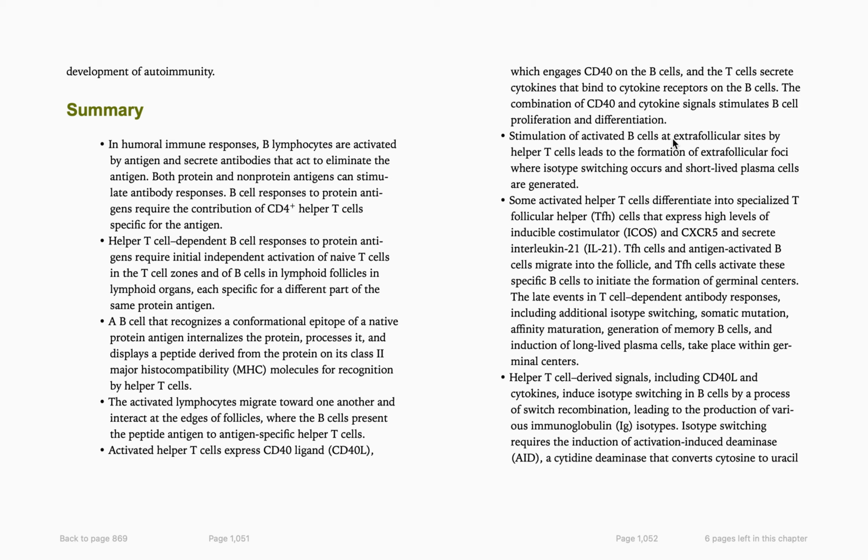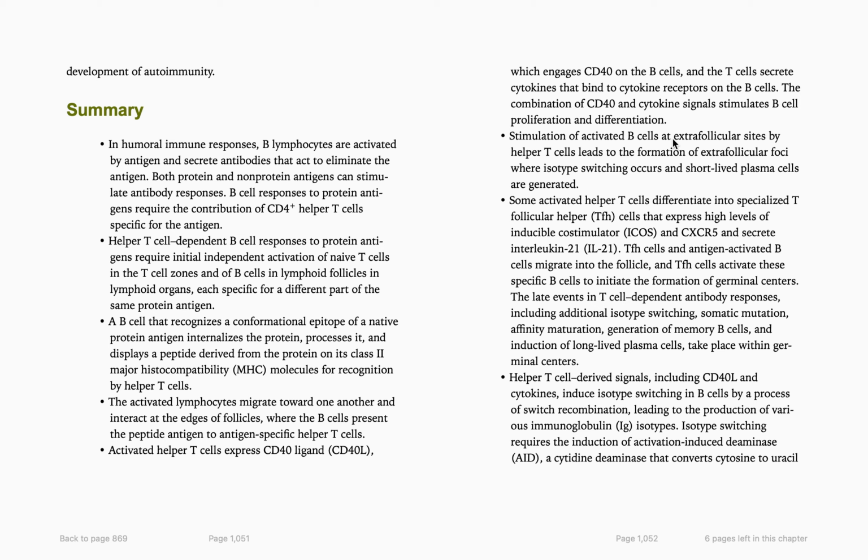The late events in T cell dependent antibody response, including additional isotype switching, somatic mutation, affinity maturation, generation of memory B cells, and induction of long-lived plasma cells, take place within germinal centers. Helper T cell derived signals, including CD40 ligands and cytokines, induce isotype switching in B cells by a process of switch recombination, leading to the production of various immunoglobulin Ig isotypes.